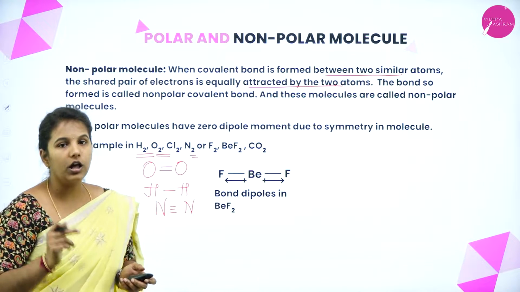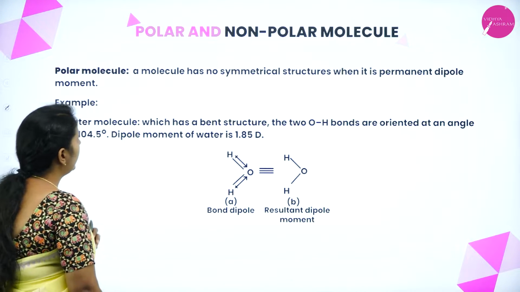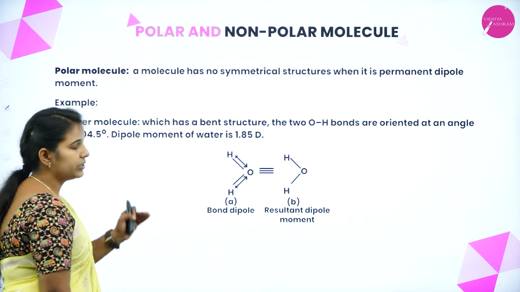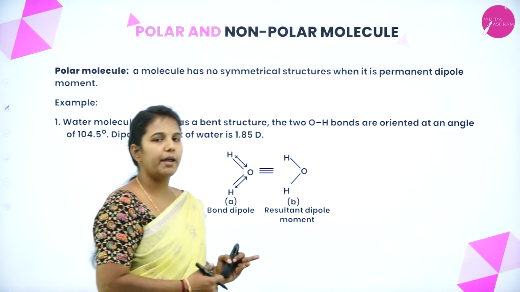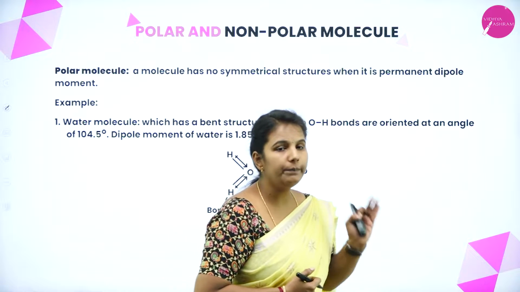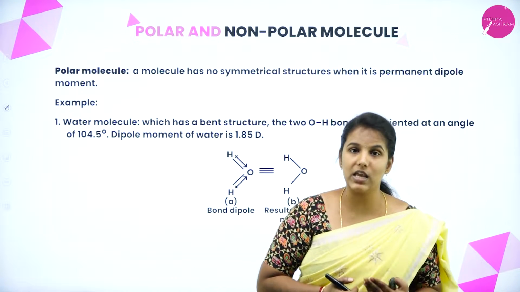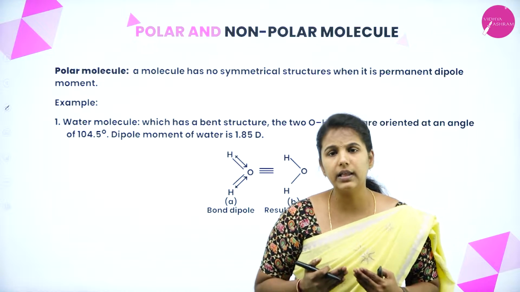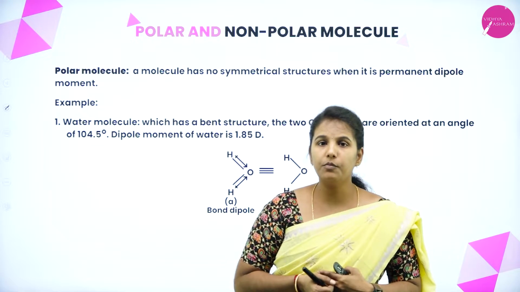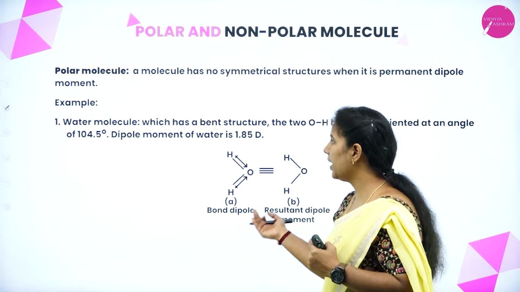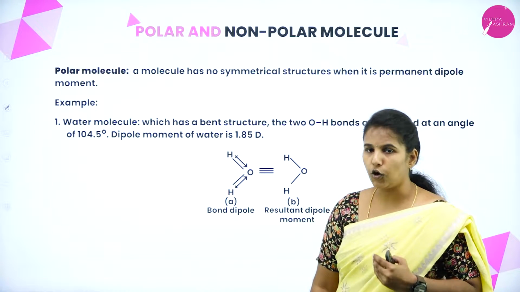Now let us see what polar molecules are. In the case of polar molecules, there are no symmetrical structures and they have a permanent dipole moment, whereas for non-polar molecules, usually the dipole moment is 0. But in the case of polar molecules, there is a permanent dipole moment. So, an example is the water molecule.